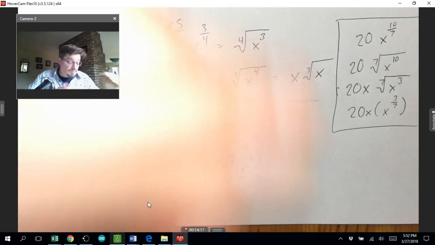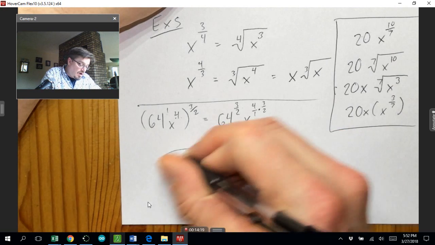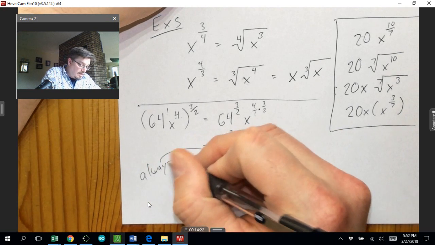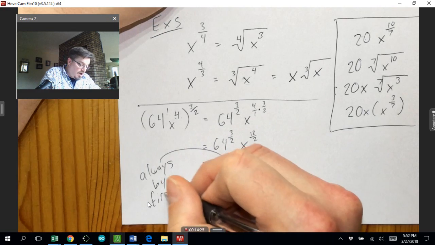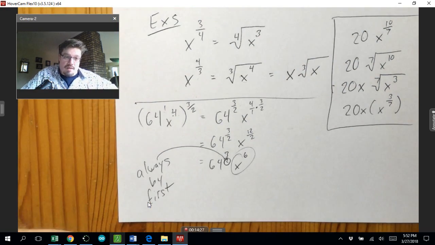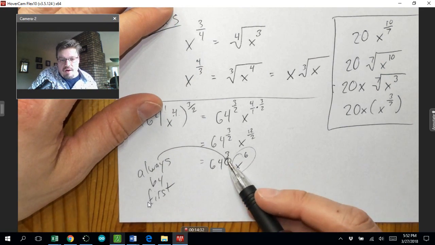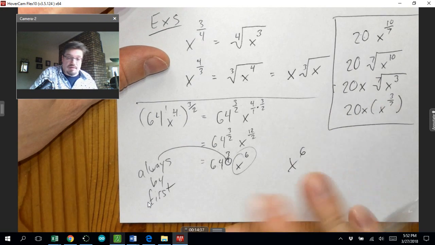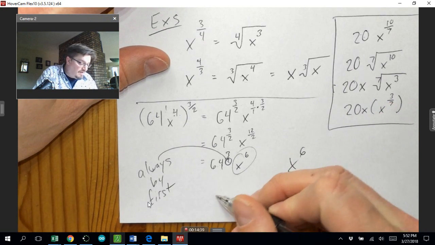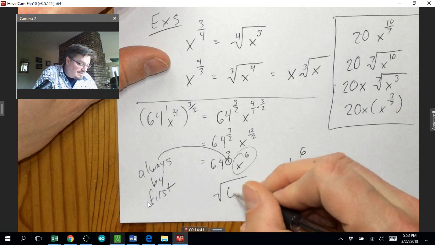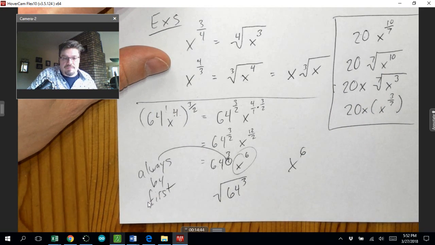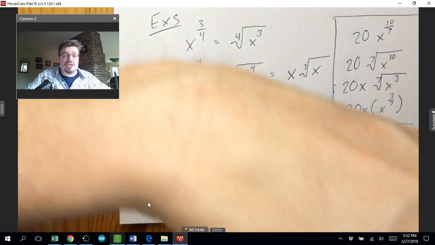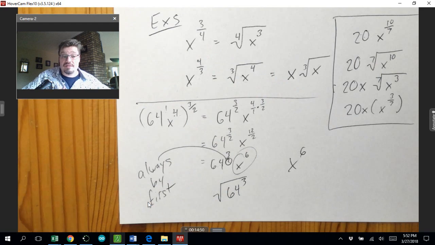Well, here's what we need to do. This guy should always be first. Always take the root, shrink the number, then expand him. So let's take the square root of 64 first, because remember, now x to the 6 is already there. He's already part of our answer. But if I look at this, I've got 64 to the 3rd power. If I raise 64 to the 3rd power, I'm going to have this huge number that I'm going to have to take the square root of.